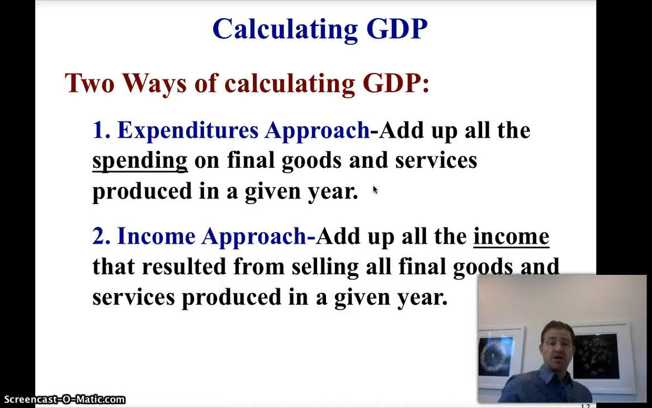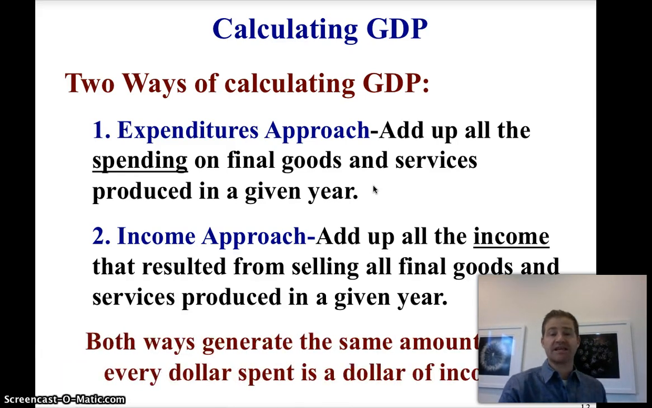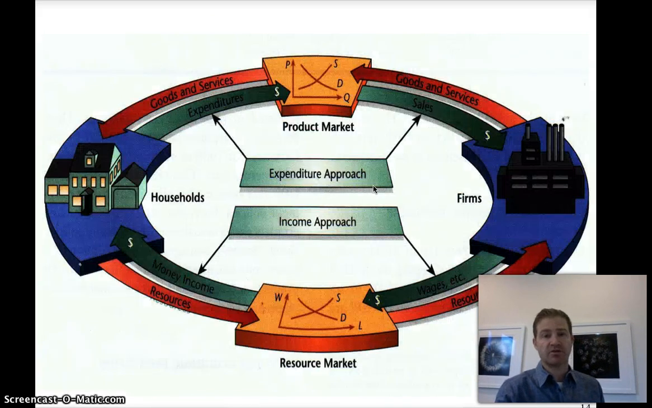So we talked about this. There are two ways of calculating GDP. Earlier in the module, I really only focused on one, which was the expenditures approach. Remember, C plus I plus G plus net exports. All the spending on final goods and services is going to add up to your total GDP. But at the same time, every time you spend money, that is actually someone else's income. And so you could also count people's income, rent, profits, etc., and that could give you the same total. Both ways generate the same amount, since every dollar spent is a dollar of income.